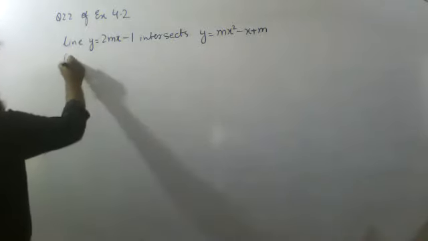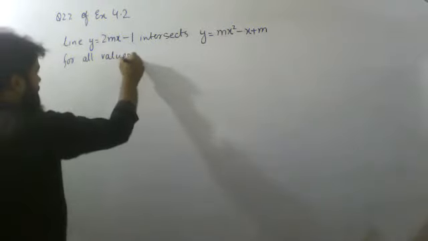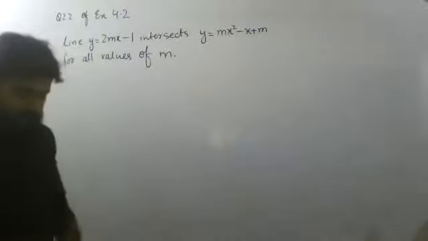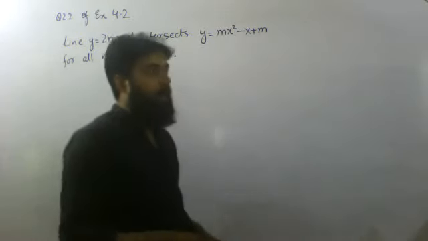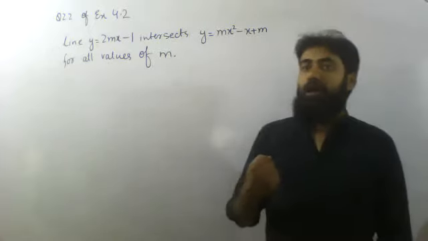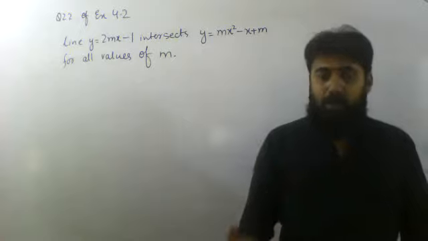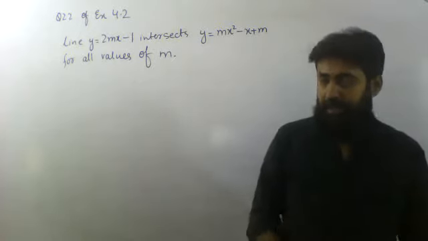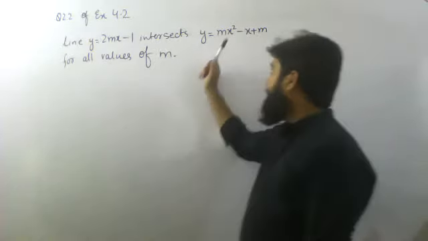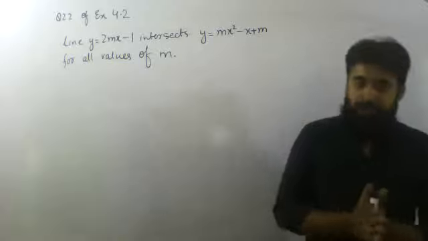for all values of m. Okay, means either the values of m are negative, positive, fraction, decimal, whatever kind of value of m is there. They are saying that I have to show that this line and this curve are going to intersect. I have to show this thing.